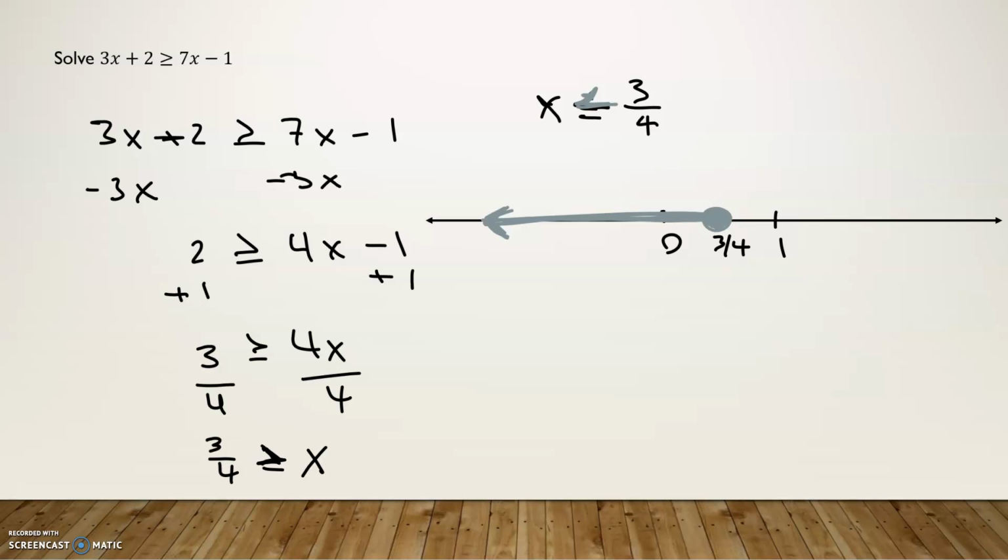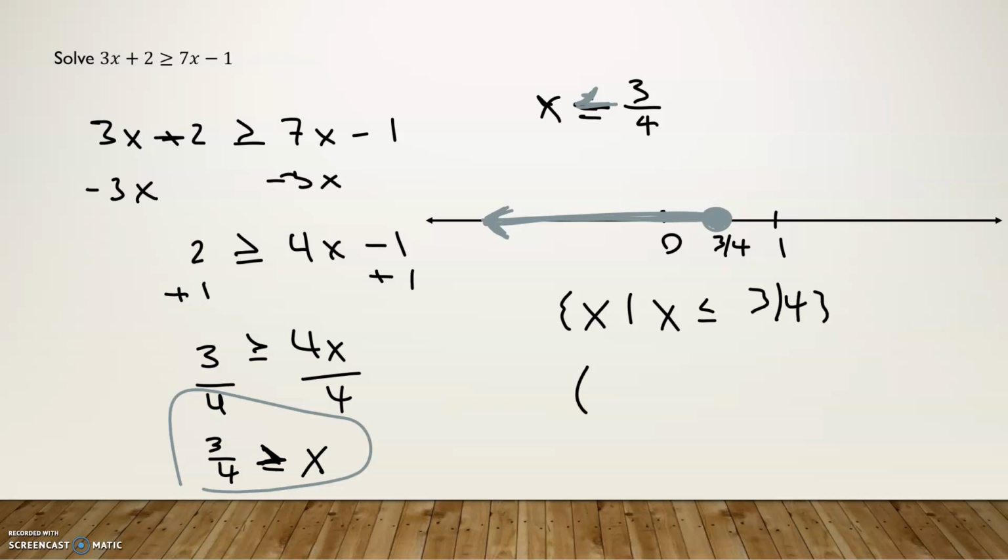Now notice that's with my x first, and then my inequality, and then my number. If I looked at this one, it looks like I should be pointing the other way, but the x needs to be first, then your inequality, and then your number, for this little trick to work. Okay, so set builder notation: x such that x is less than or equal to 3 over 4. And in interval notation we're going out to negative infinity, up to 3 over 4, and we are also including it, so we will have a bracket for 3 over 4.